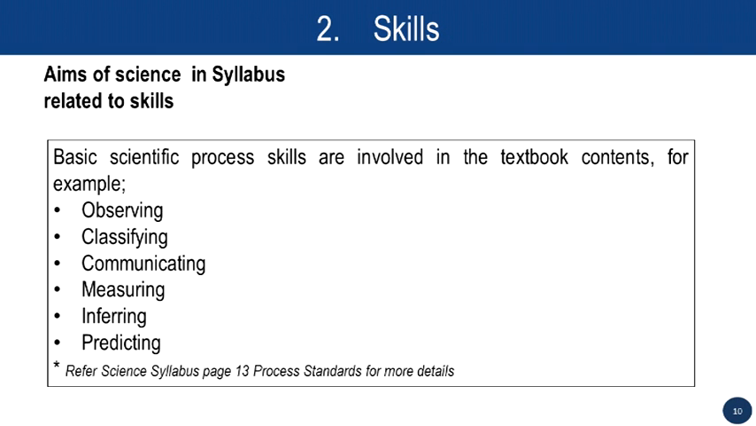Aims of science in the syllabus also related to skills also emphasizes on the basic scientific process skills that are involved in the textbook content, for example, observing, classifying, communicating, measuring, inferring, and predicting.